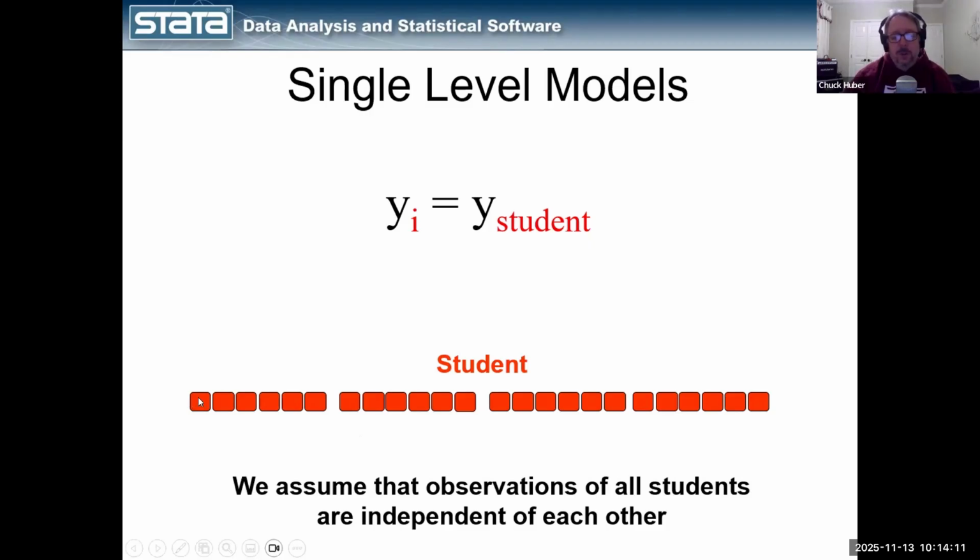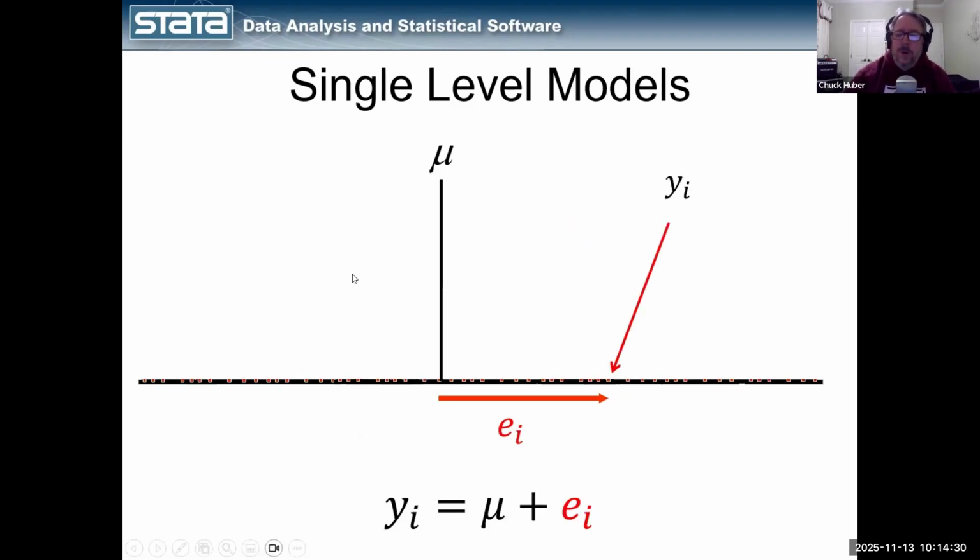So if I were to imagine these little red boxes here are the outcomes for each student, the test scores, what I'm going to assume in the beginning is that all of the observations, the test scores, are independent of each other. The score for one student has nothing to do with the score for another student. I'm going to treat them all as completely independent of each other. So if I were to draw a picture of these, I just plot the test scores along a line plot here, and I could plot the mean at some point. So let's say the mean mu appears somewhere along this line.